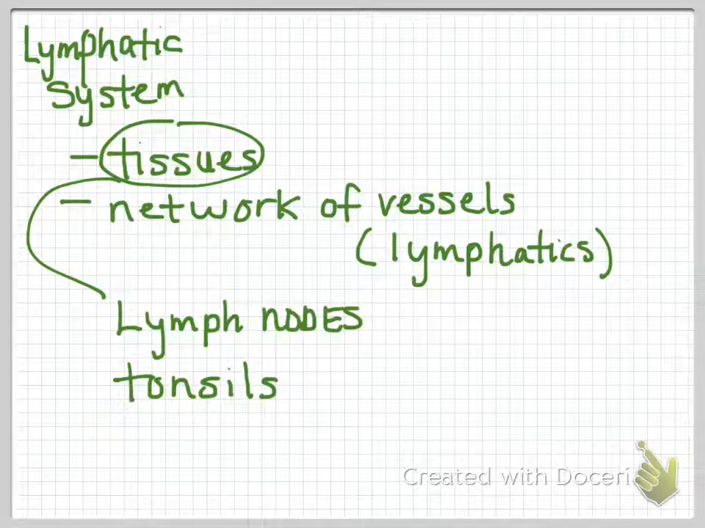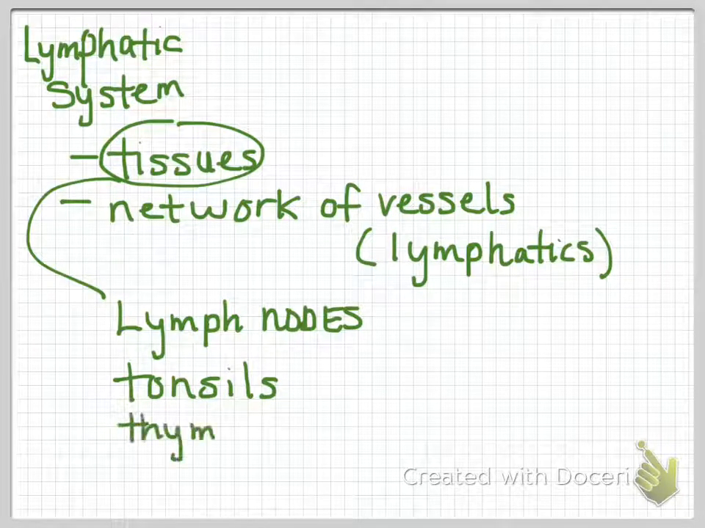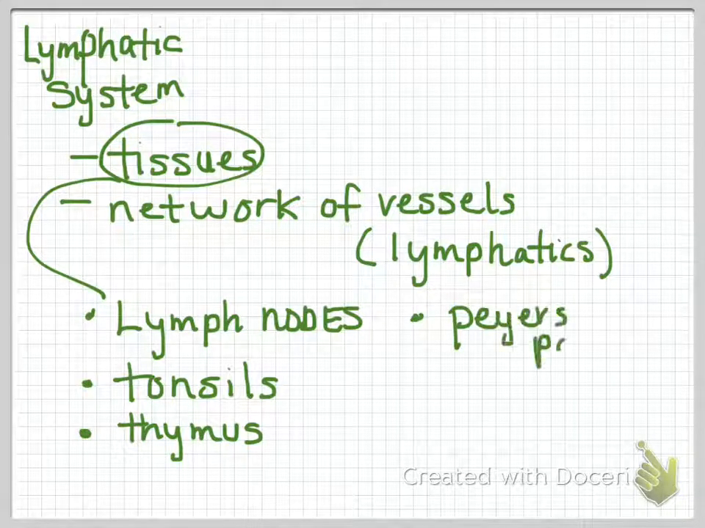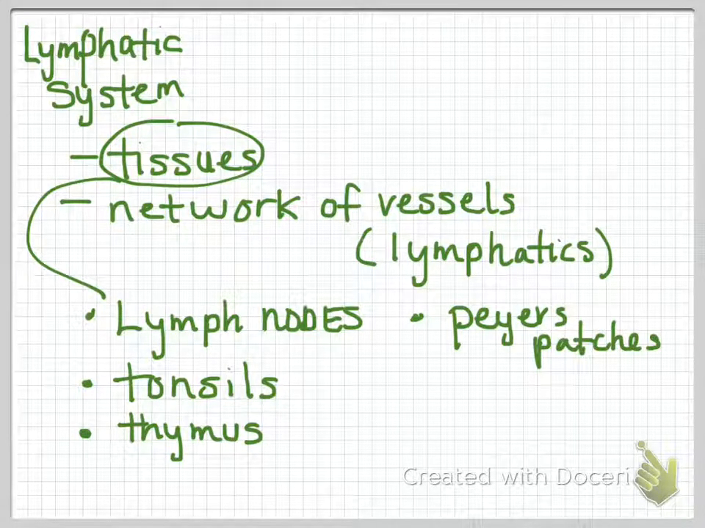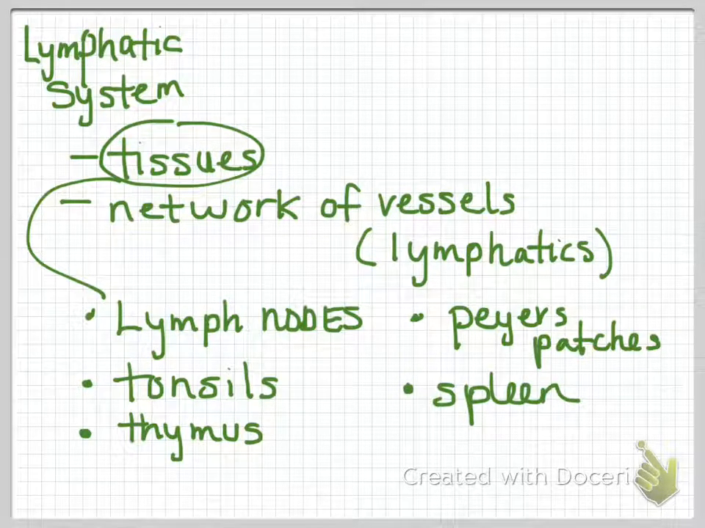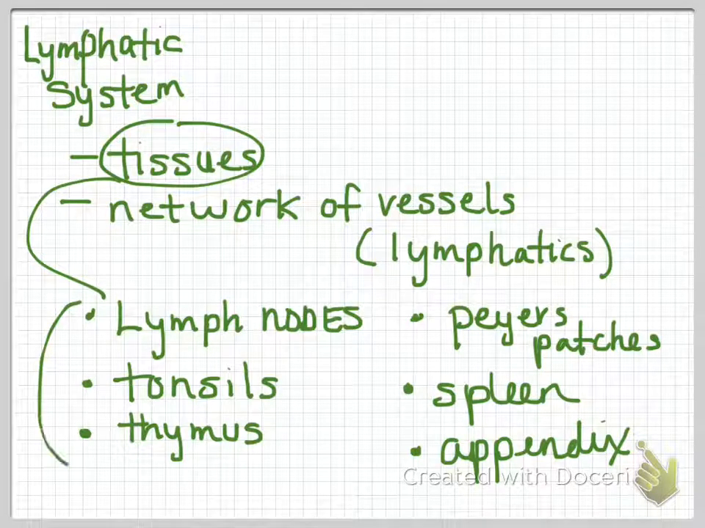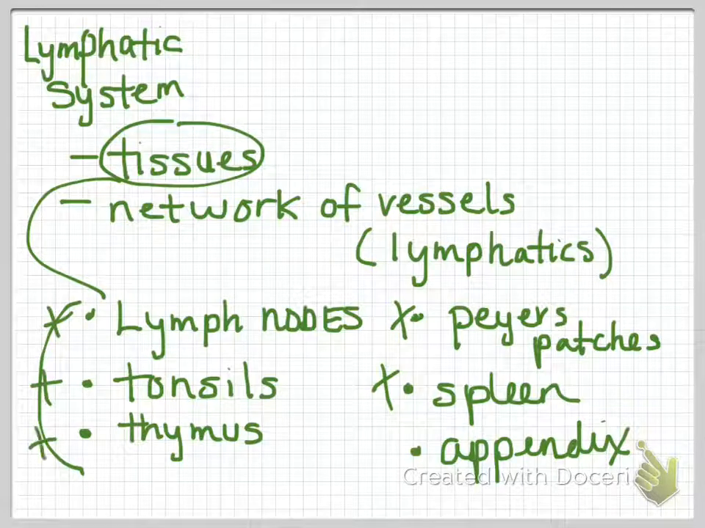The tonsils, which we have 3 sets of. The thymus, which is in the chest. Peyer's patches. The spleen. And the appendix. All of these organs here, they house immune cells. And those immune cells, besides other functions that they do, are there to help with immunity and to help clean out infectious agents and things like that.